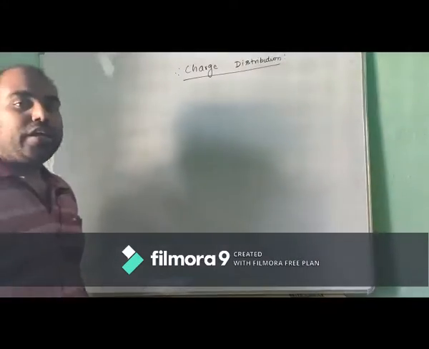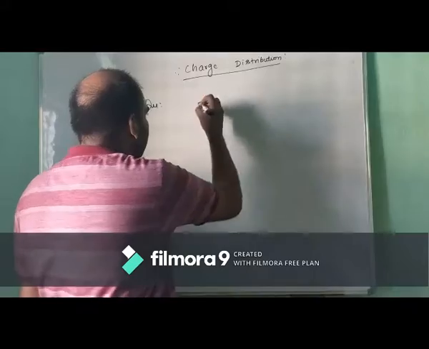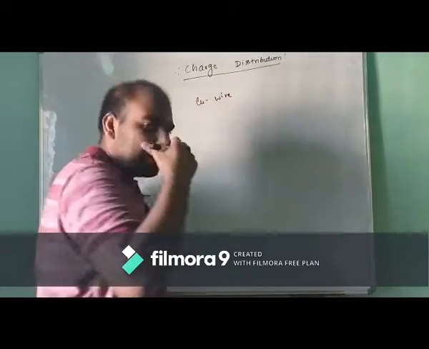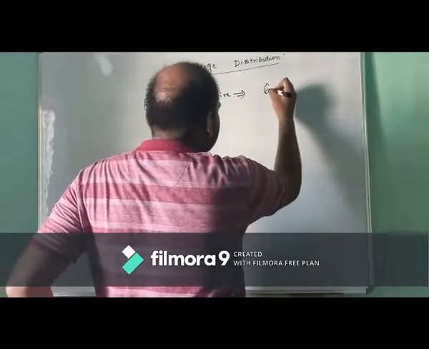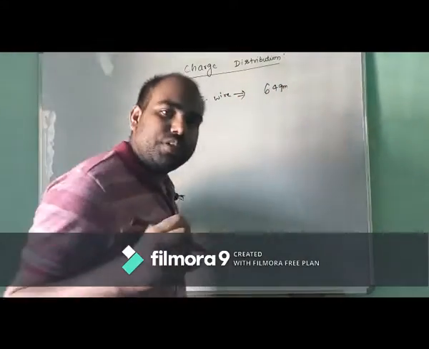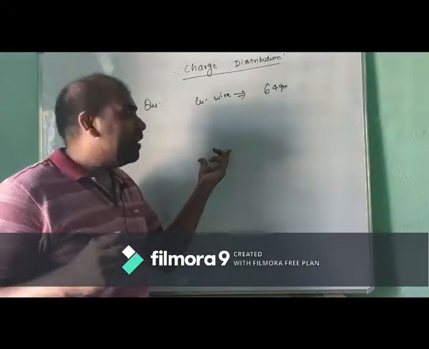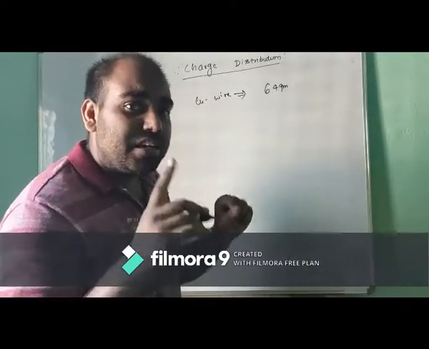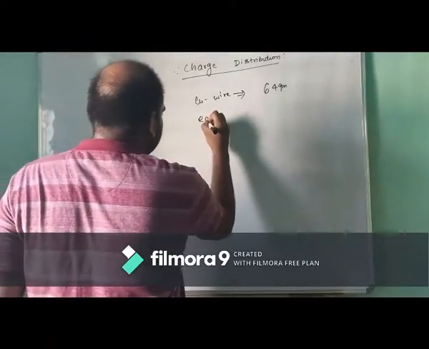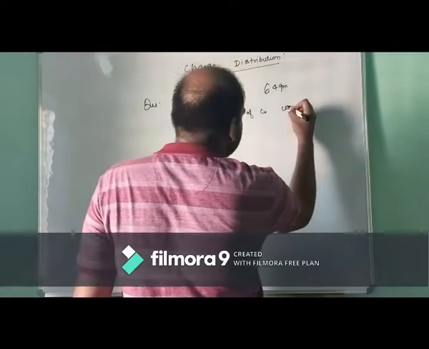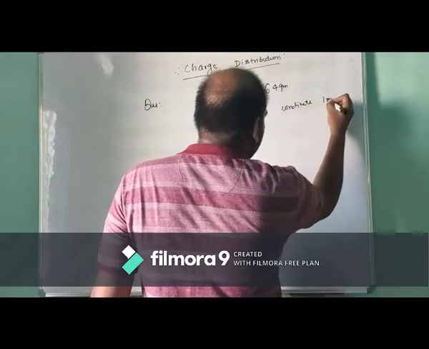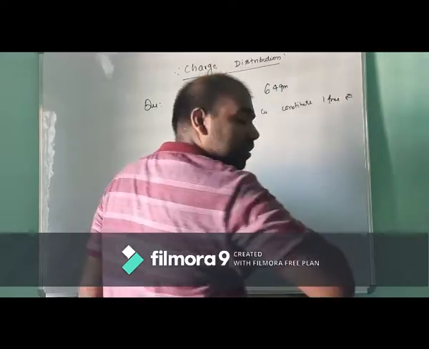Now we'll do one problem based on calculation of free electrons. Assume a copper wire, and the weight of the copper wire is given to you. It is 6.4 gram. And it is said that each atom of copper constitutes one free electron. It's important.